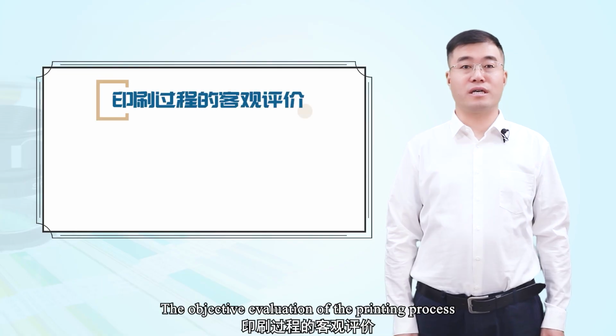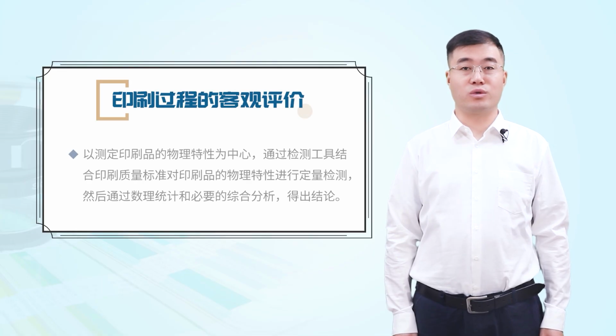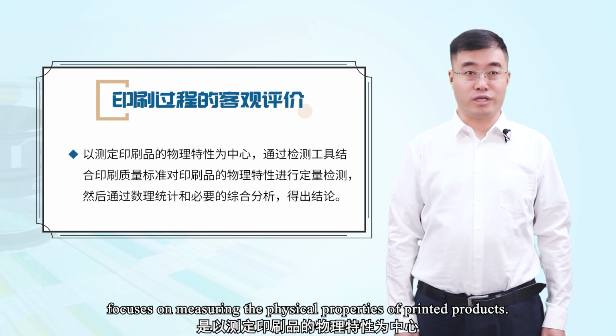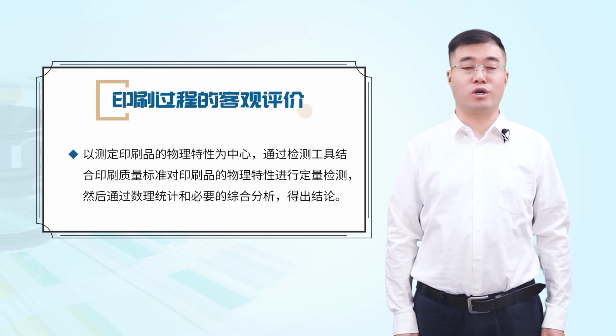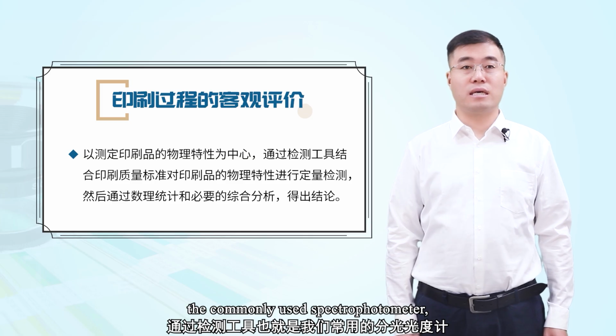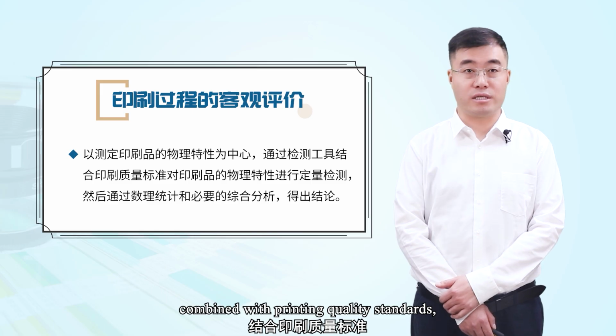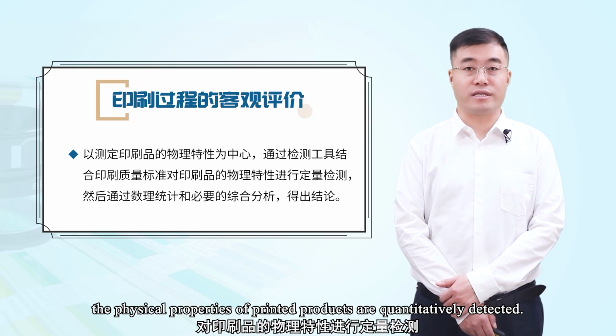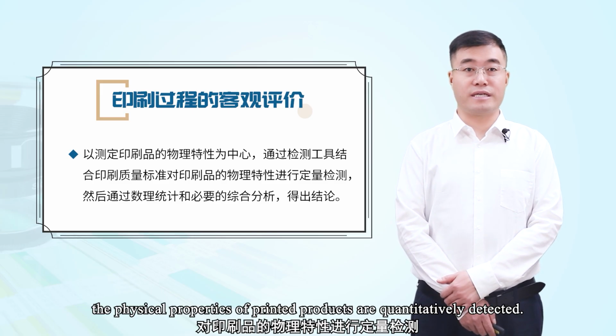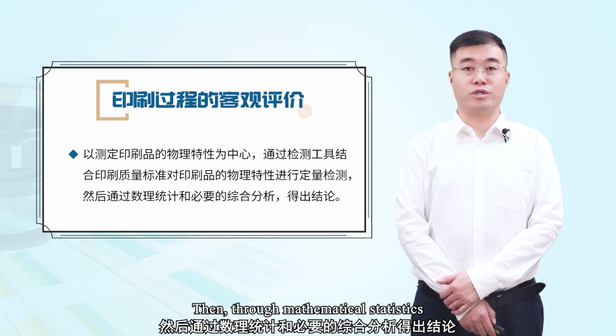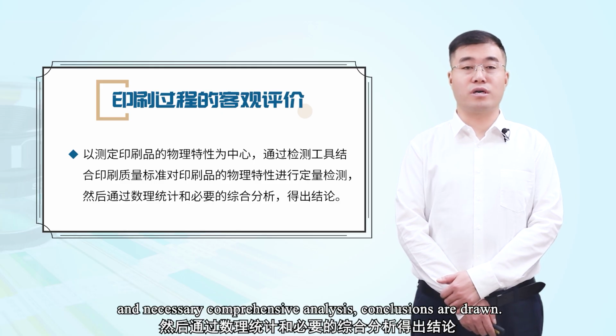The objective evaluation of the printing process focuses on measuring the physical properties of printed products through detection tools, that is, the commonly used spectrophotometer, combined with printing quality standards. The physical properties of printed products are quantitatively detected. Then, through mathematical statistics and necessary comprehensive analysis, conclusions are drawn.